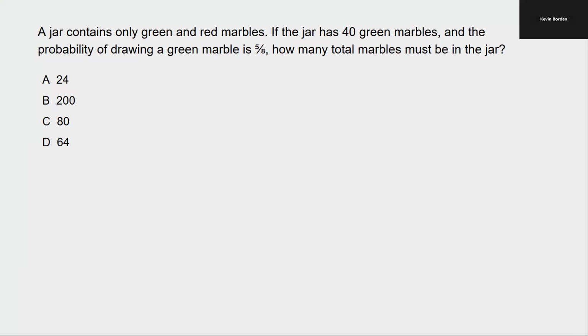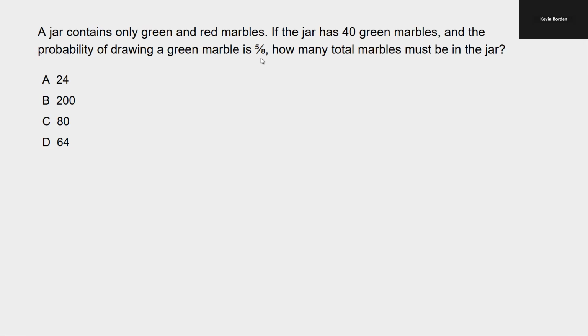So yes, this is a probability problem, but in this case, we are given the probability. We are given the probability of finding a green marble. Therefore, it's a little bit backwards from what we normally do. We want to find out how many marbles must be in the jar if there are 40 green marbles in order to make this probability true.